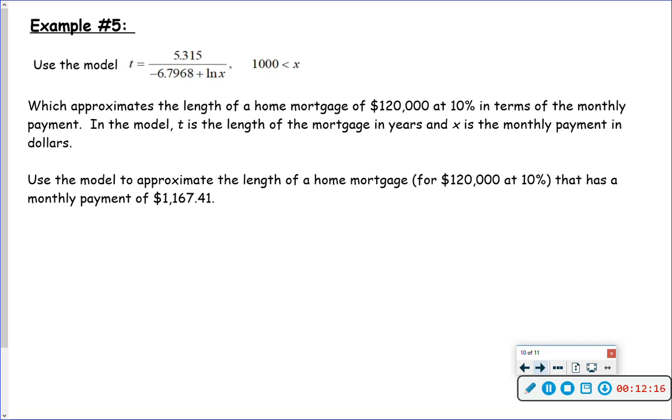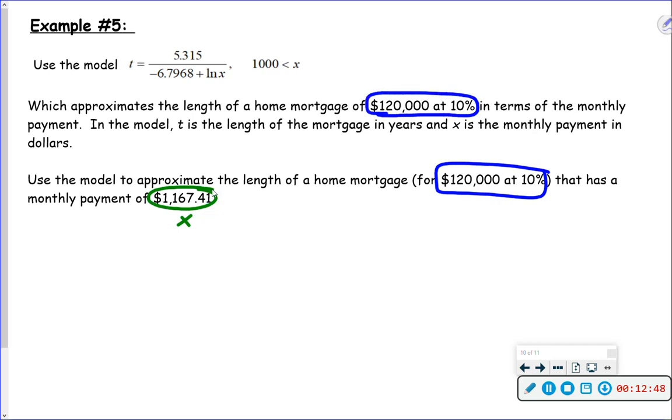All right, last problem of the day, a little word problem for you. Use the model, that very lovely fraction, which approximates the length of a home mortgage of $120,000 at 10% in terms of the monthly payment. In the model, T is the length of the mortgage in years, X is the monthly payment in dollars. Use the model to approximate the length of a home mortgage with a monthly payment of 1167.41 as X. Now don't let the 120,000 and 10% data throw you off. That is just referencing the formula. They made the formula for those values specifically. We do not have to do anything with it.